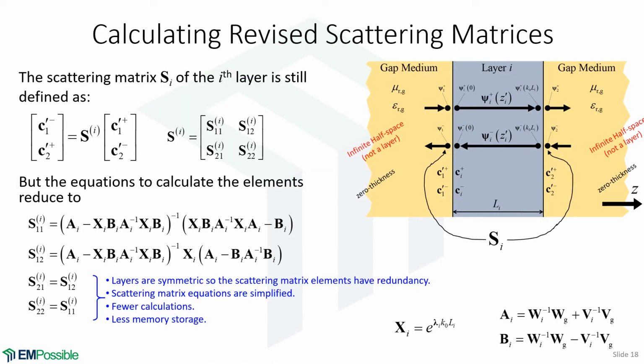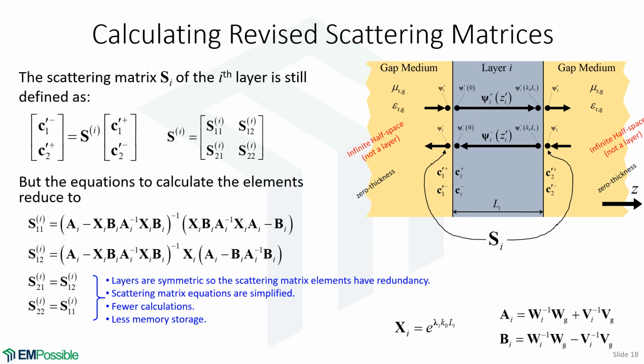So here's how we would calculate the scattering matrix elements for these improved or revised scattering matrices. We didn't have to do another derivation. We did all of our work for that general case. This is a special case of that general case where medium 1 and medium 2 are the same medium, and we'll call it this gap medium. And the gap medium doesn't have to be any medium that appears in the simulation anywhere. It's just something that we're free to choose.